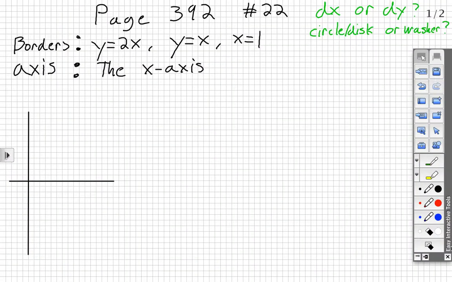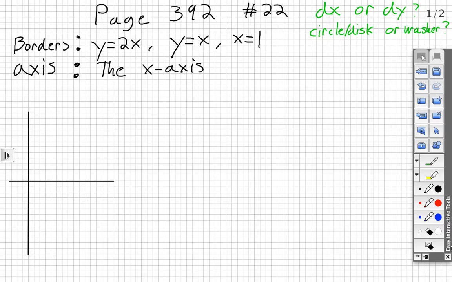So let's look at the next question, number 22. This one's a little more challenging than number 21, but all of our approach and all of our questions are going to be the same. We have a border, which is y equals 2x, y equals x, and x equals 1. And we have the x-axis, which is the axis of revolution.